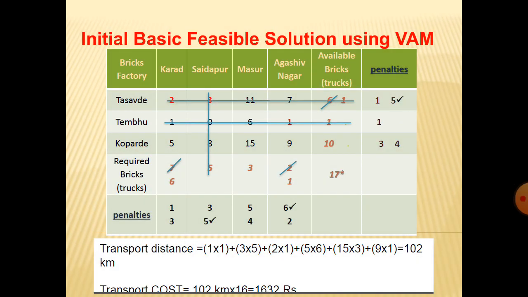Initial basic feasible solution by using the WAM method. Listen carefully. Here, factories, factory, requirements and values are given. First, penalties. In the penalties, what we have to do is find the maximum penalty.